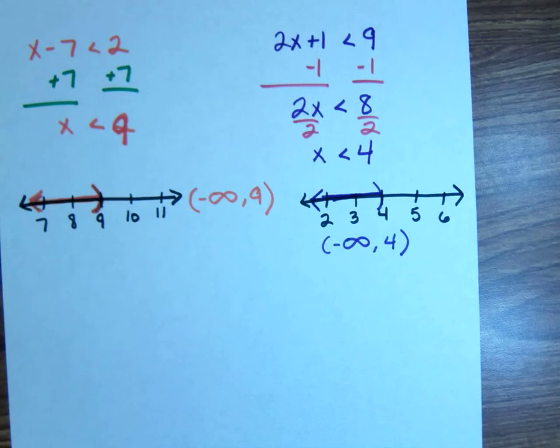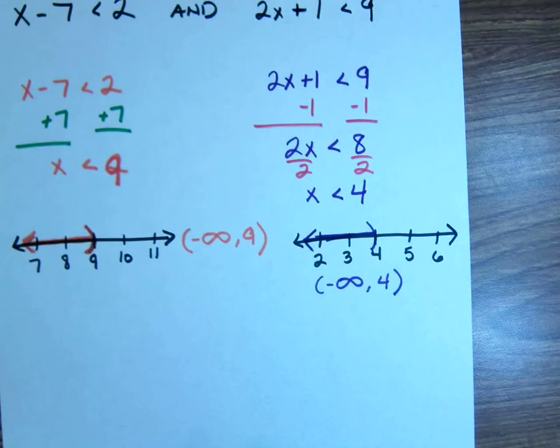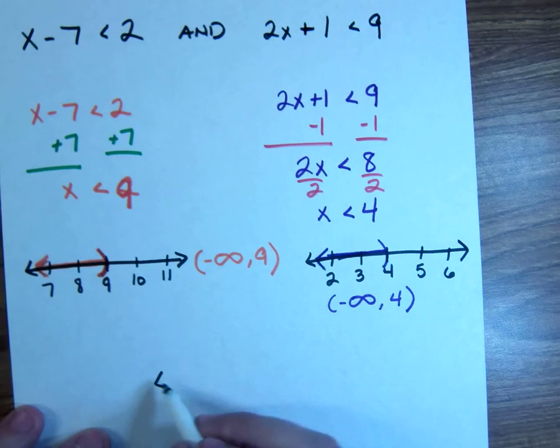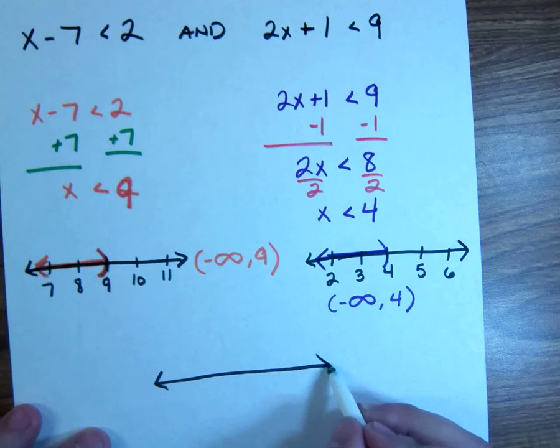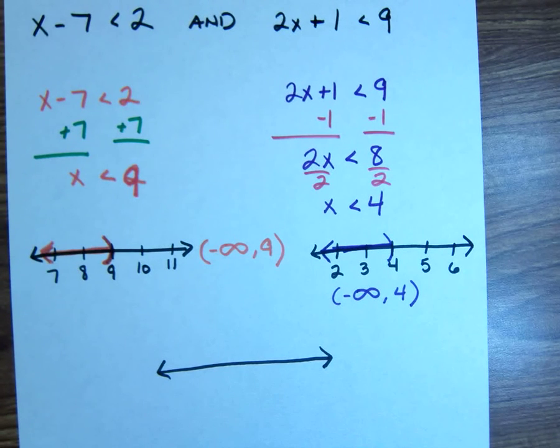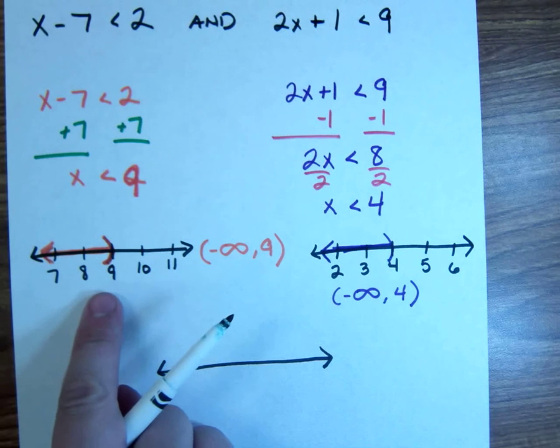Okay, cool. Now the problem says to graph the compound inequality x minus 7 is less than 2 and 2x plus 1 is less than 9. Meaning my final answer is going to be a number line and some interval notation that includes only the part that they have in common. This is all the numbers 9 and below.